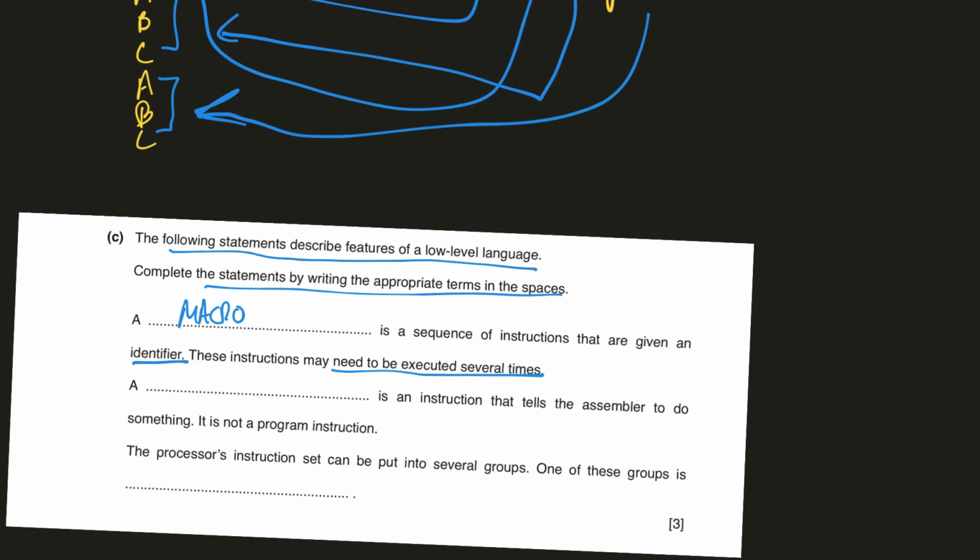And a dash is an instruction that tells the assembler to do something. It is not a program instruction. Like we started off this video with, those are called directives, right? So we're going to write directives. And lastly, the processor's instruction set can be put into several groups. One of these groups is, so there are multiple groups: there are arithmetic operations, there are jump operations. So we're just going to write jump operations here. Jump operations slash instructions.